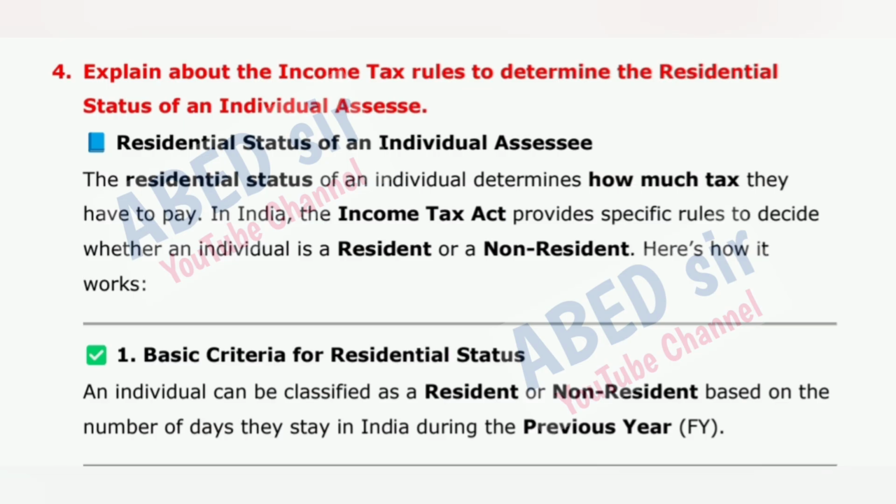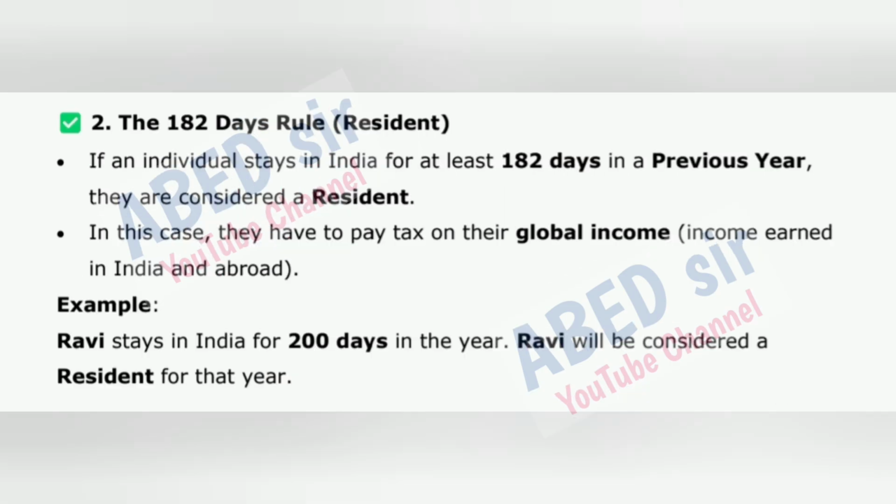Here's how it works. 1. Basic criteria for residential status. An individual can be classified as a resident or non-resident based on the number of days they stay in India during the previous year, FY. 2. The 182 days rule, resident. If an individual stays in India for at least 182 days in a previous year, they are considered a resident. In this case, they have to pay tax on their global income earned in India and abroad.